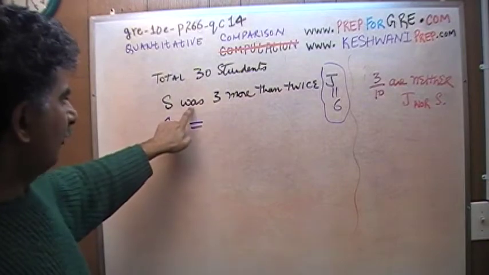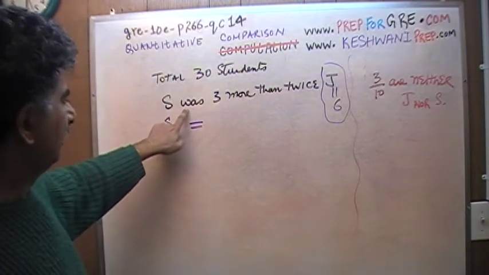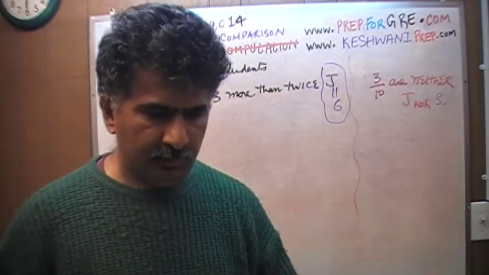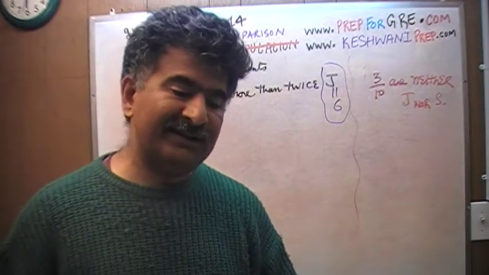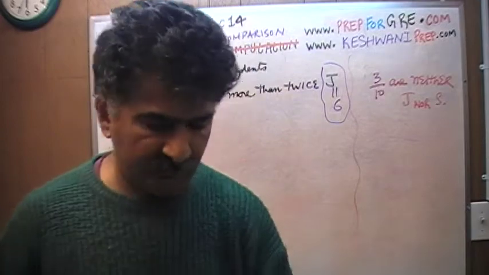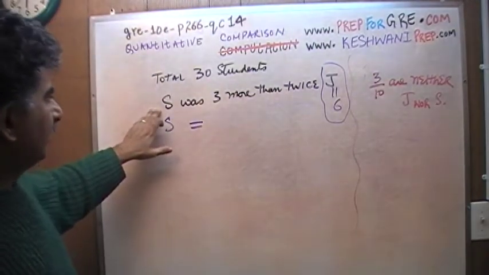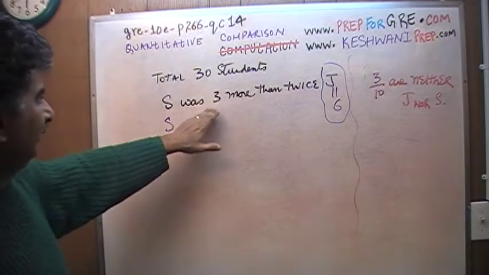Seniors, seniors, it should say were, shouldn't it? They're plural. Oh, because it says the number of seniors was. Okay, fine, that doesn't matter. We're not worried about grammar. The number of seniors was 3 more.